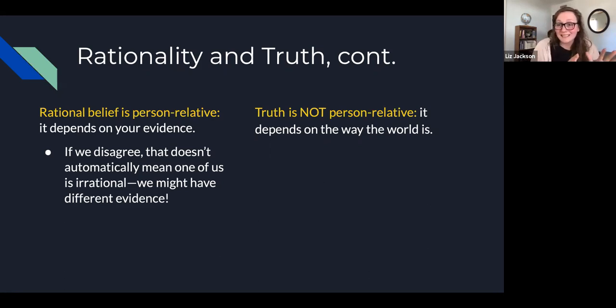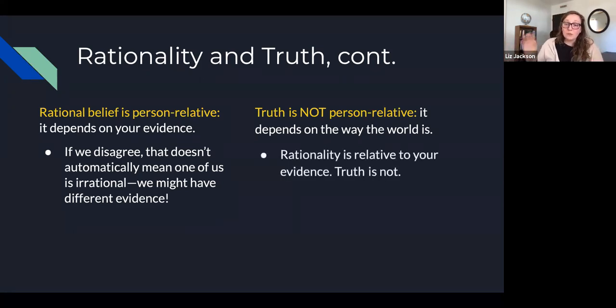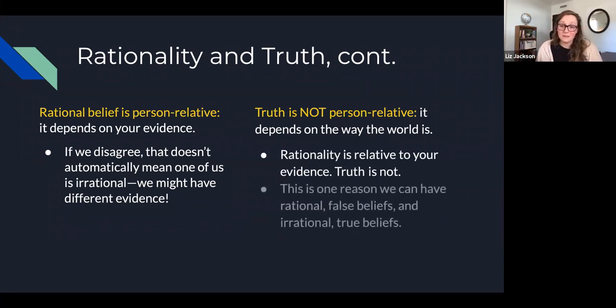If I say, yes, it's going to rain, and you say, no, it's not going to rain, well, one of those propositions is true and one of those propositions is false. So we could both be rational because we have different evidence, but we both can't be right. One of our beliefs is true, one of our beliefs is not true. So rationality is relative to your evidence, truth is not.